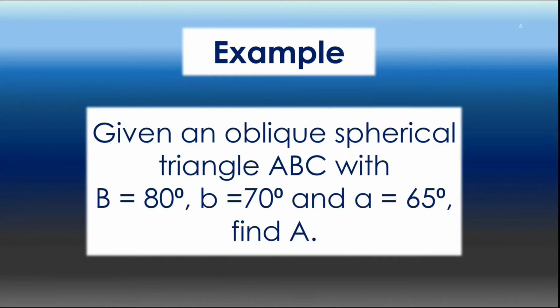So let us solve an example. Given an oblique spherical triangle ABC with angle B that measures 80 degrees, side b measures 70 degrees, and side a measures 65 degrees. What is the measure of angle A?